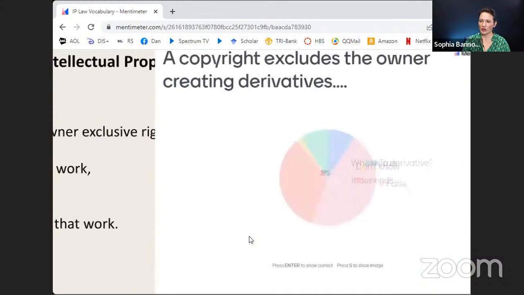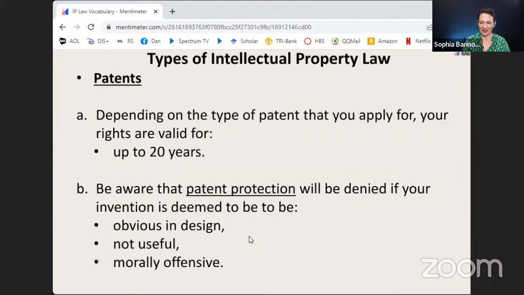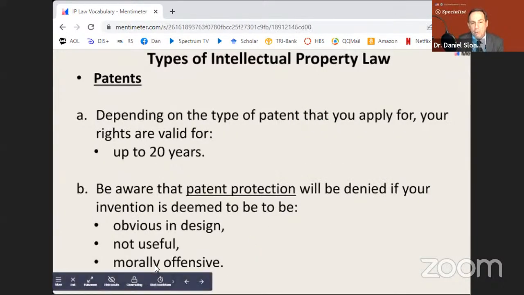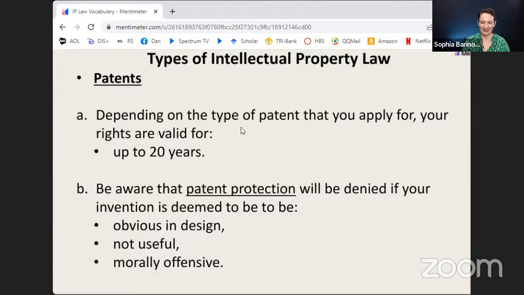I'm honestly trying to answer the question. Yeah, it cannot be morally offensive. That's where I was going to, is this here. So depending on the type of the patent or copyright, it may be that it could be argued that it is morally offensive.